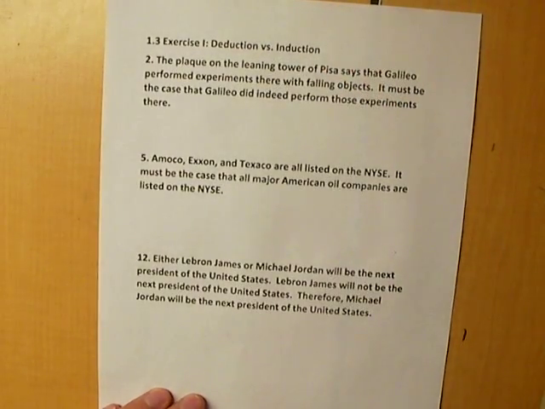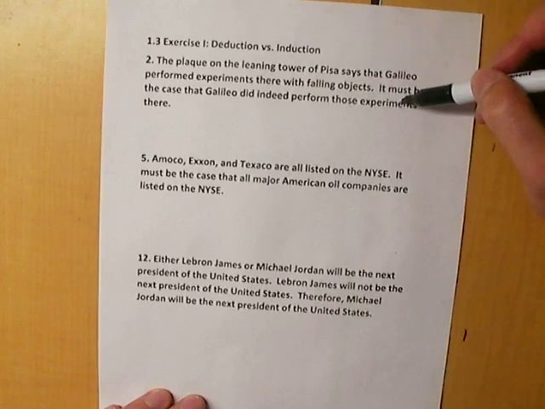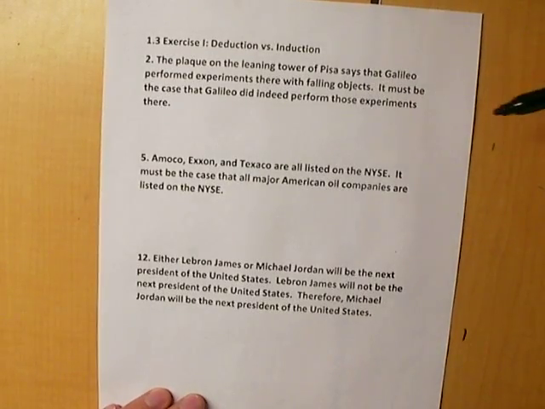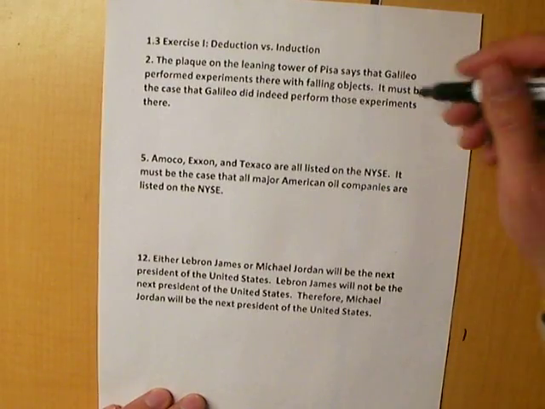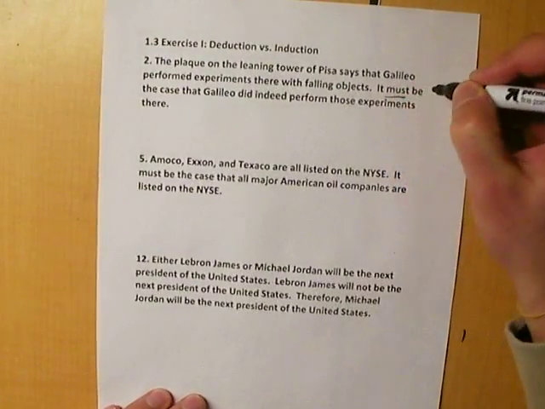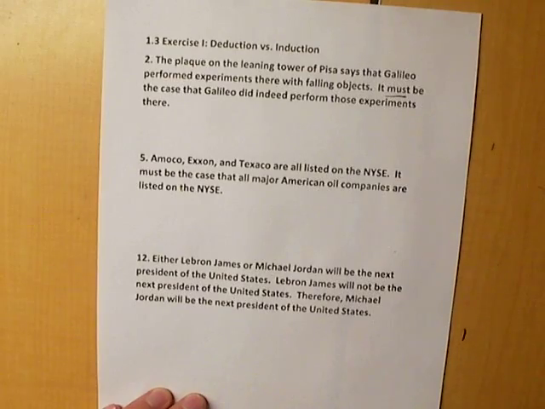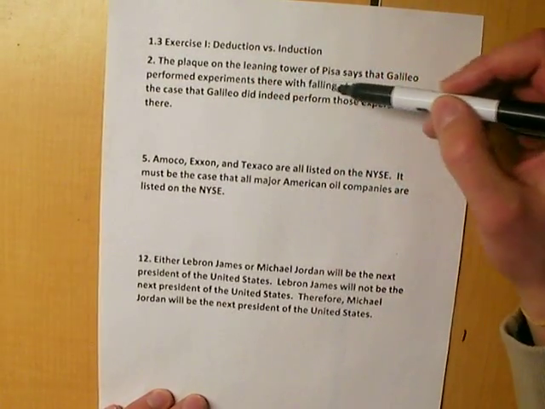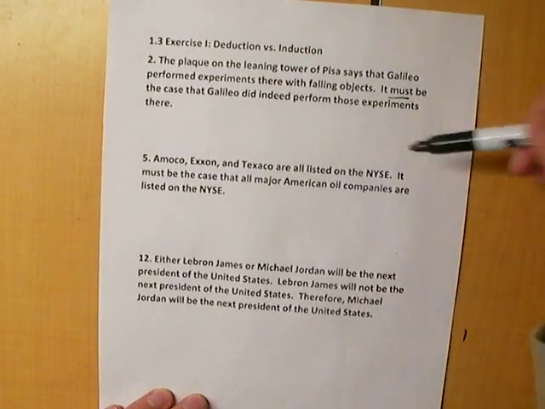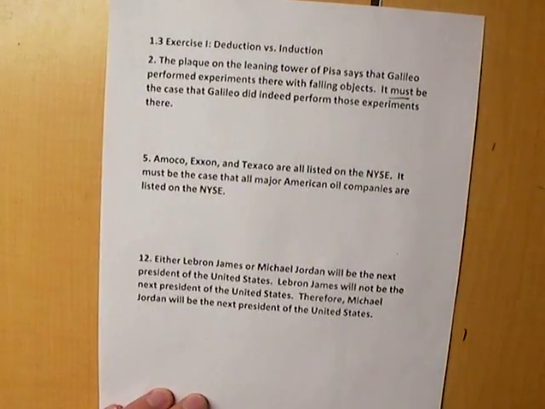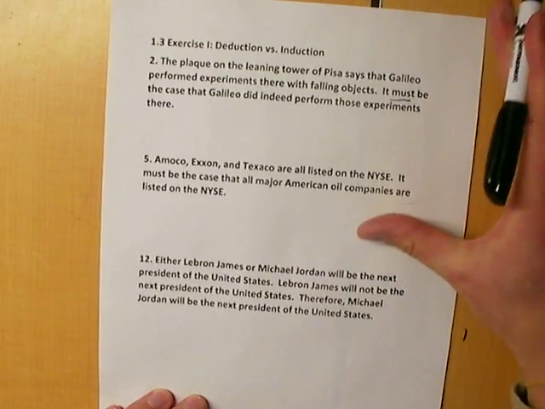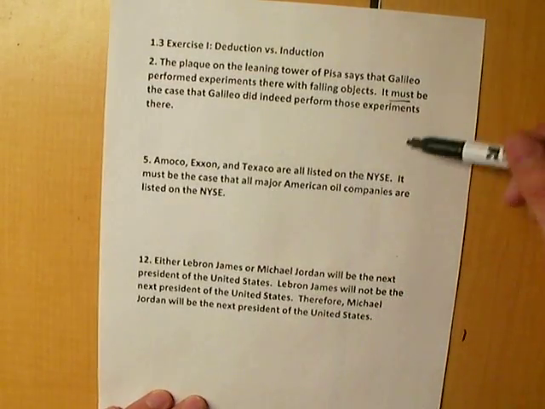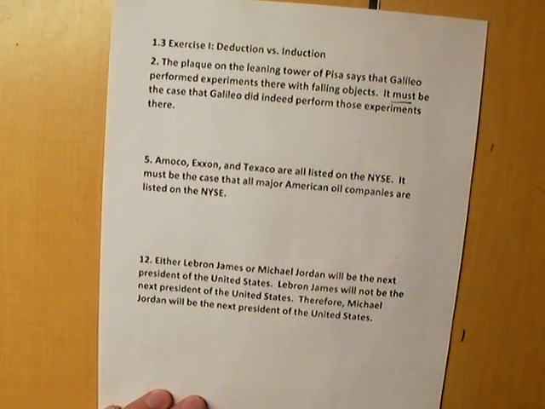The plaque says that Galileo conducted these experiments. So there's the conclusion in the last sentence. It must be the case that he actually did perform those experiments there. So it must be the case. It must be the case clearly indicates that it's deductive. If these are true, then this has to be true. It follows necessarily. So there's our very surface level analysis. It's deductive. After all, it says that it's got to be the case.